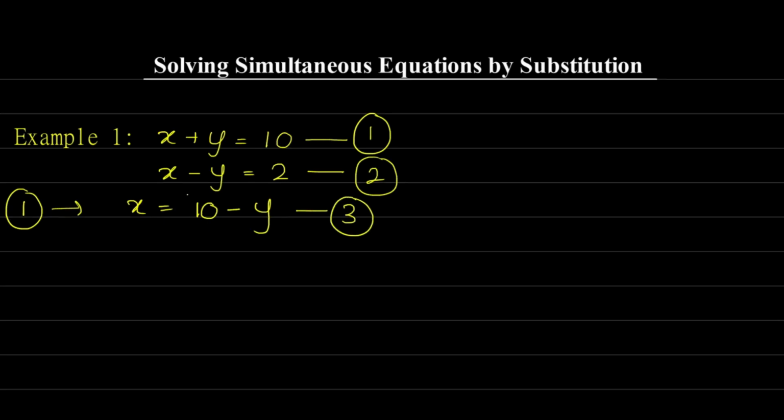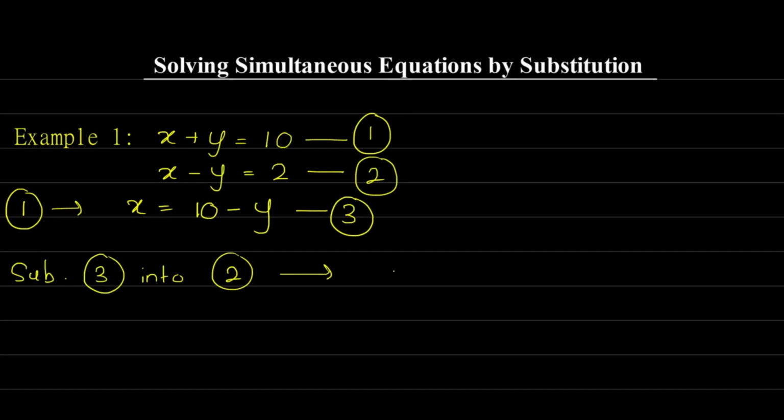So what I did here was I decided to subject x and take x to one side and everything else to the opposite side of the equal sign. Now, the next step is to substitute equation 3 into equation 2, the equation that you did not use. So that we shall write as substitute equation 3 into equation 2.